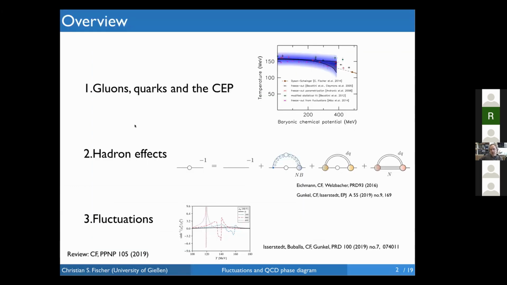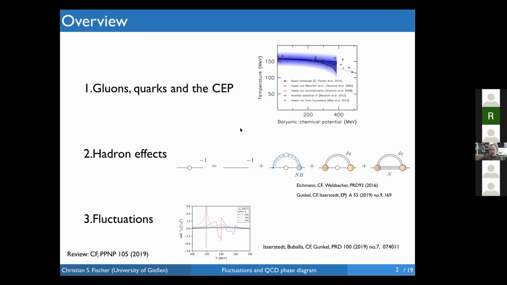I will spend the first part of the talk to summarize what has happened in the past years. I will then briefly explain how hadronic effects play a role in these calculations. There's a new result that we published last year, which is basically the content of the PhD thesis of Pascal Gunkel. And then at the end, I will come back to fluctuations, which is the content of the PhD thesis of Philipp Isserstedt. Much of what I'm telling you today can also be found in this review article that also appeared last year.